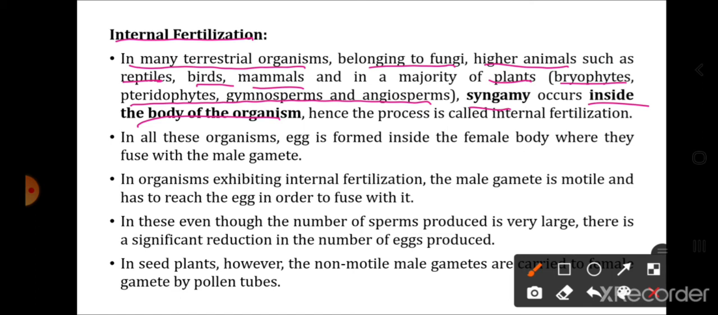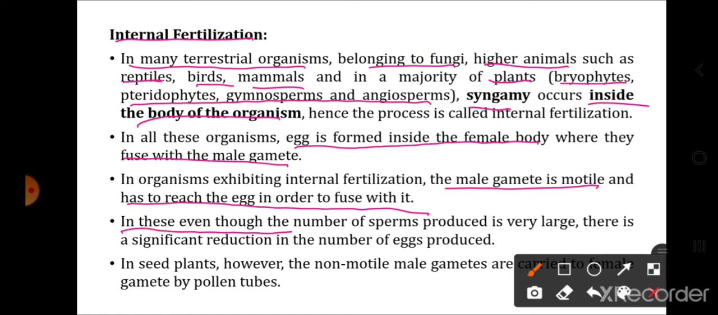In all these organisms, the egg is formed inside the female body, where it fuses with the male gamete. In the organisms exhibiting internal fertilization, the male gamete is motile and has to reach the egg in order to fuse with it. So, in most of the organisms which undergo internal fertilization, the male gamete is motile and it has to reach the female gamete to fuse with it.